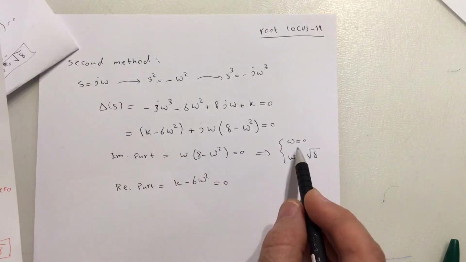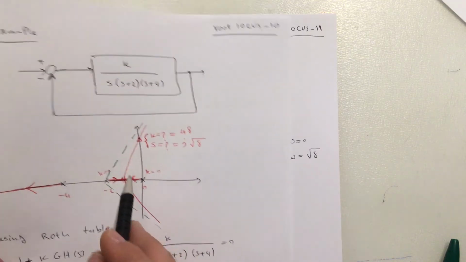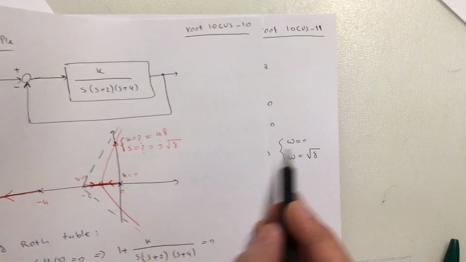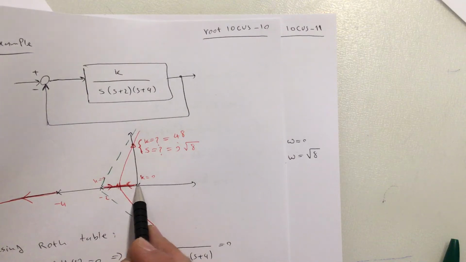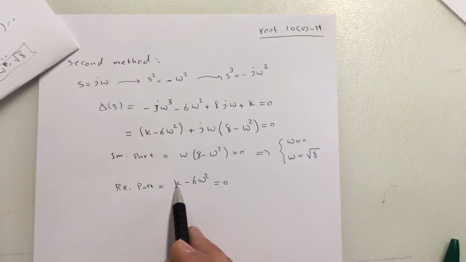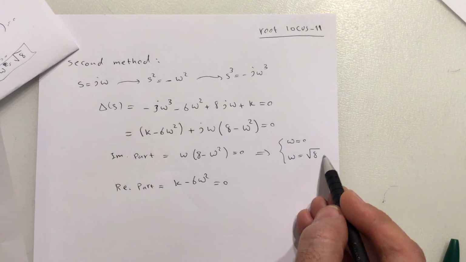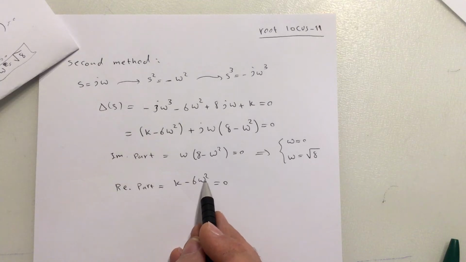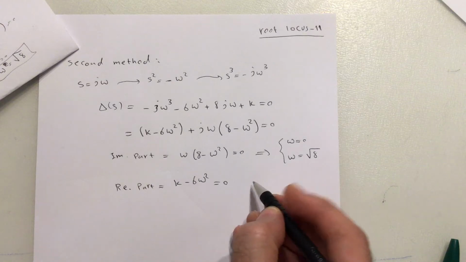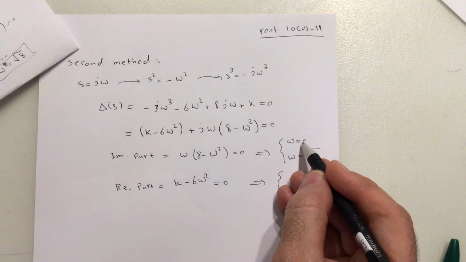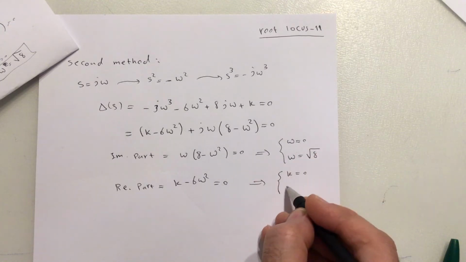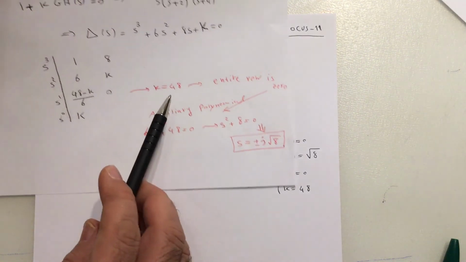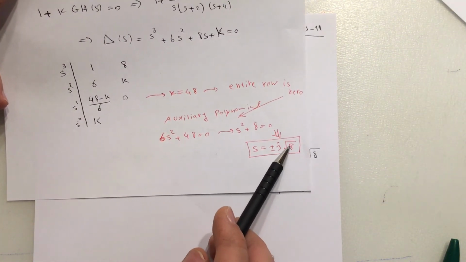For the imaginary part equals 0, we obtain two different results. One of them is omega equal to 0, which is actually this point, because we know that S is j omega, so it means that S is equal to 0. That's this crossing here, which if you substitute into this equation, gives k equal to 0. And if you substitute omega equal to square root of 8 into this equation, it will give you k equal to 6 multiplied by omega squared, which is 8. So 6 multiplied by 8 is 48. Therefore k is equal to 0 for the first one, and k is equal to 48 for the second one, which is actually the same result as we obtained before. This 48 we obtained, and also this j multiplied by square root of 8.